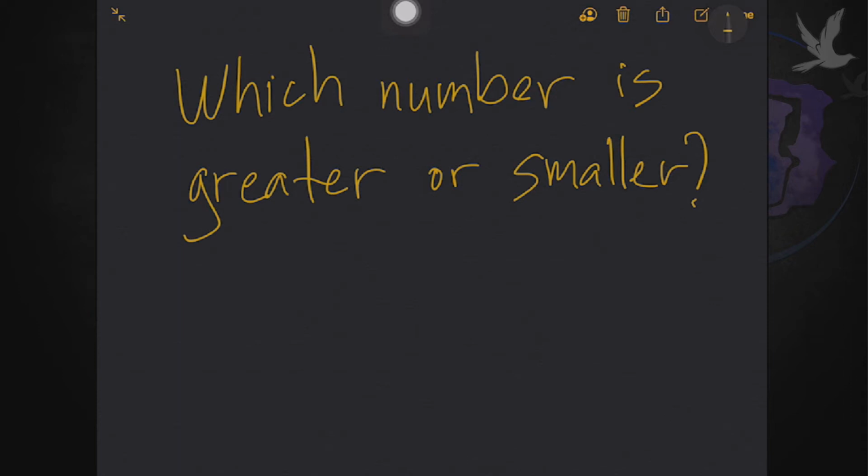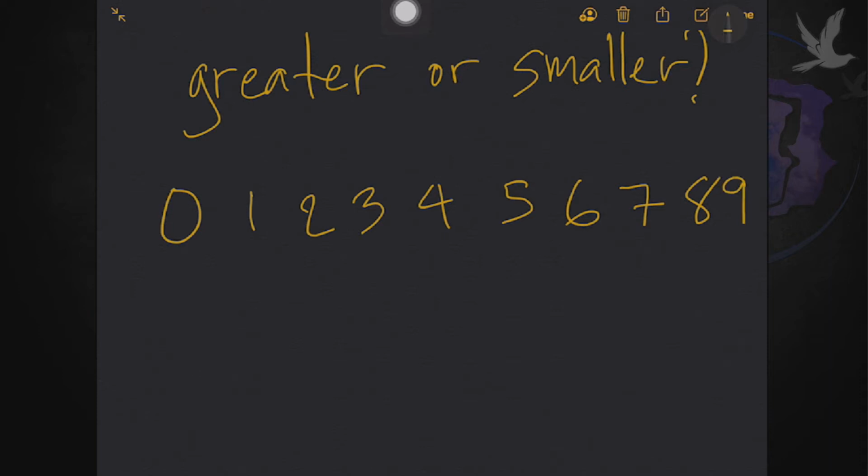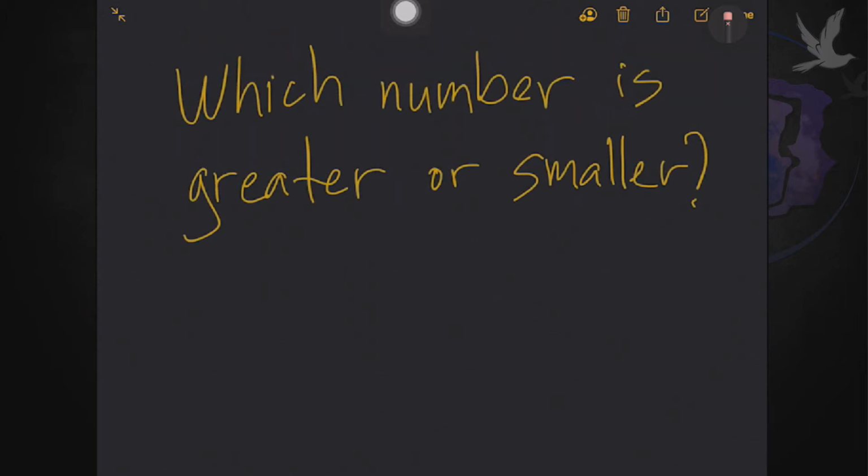Okay, so for now, it is important for us to know our numbers from 1 to 9, or technically from 0 to 9. The basics: 0, 1, 2, 3, 4, 5, 6, 7, 8, 9. If you know the sequence of the numbers, this topic will be easy for you. Okay, so which number is greater or smaller?